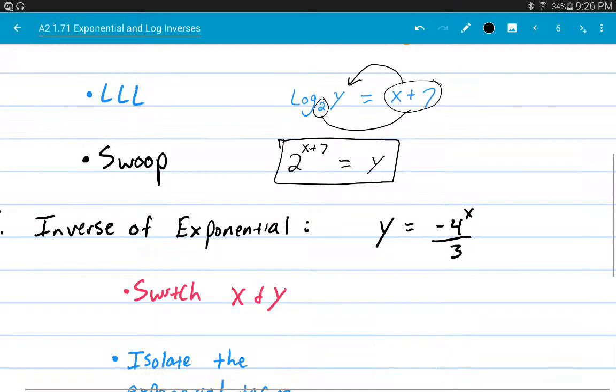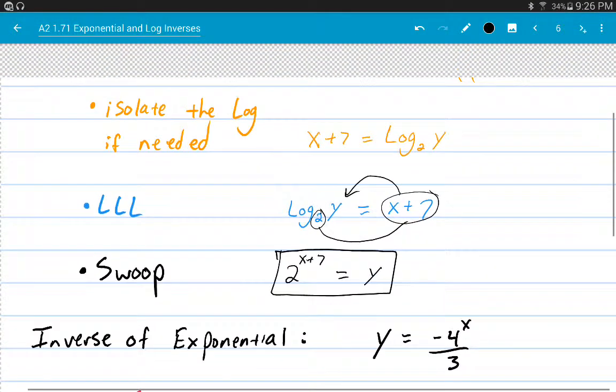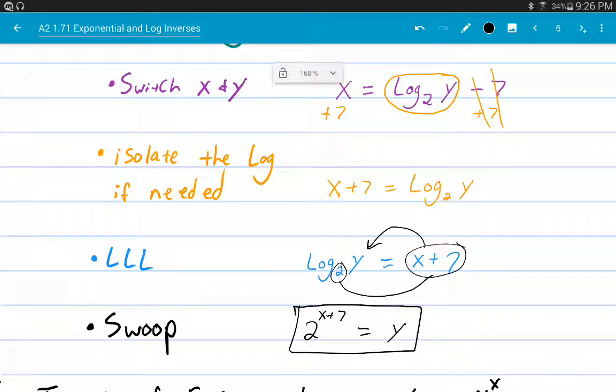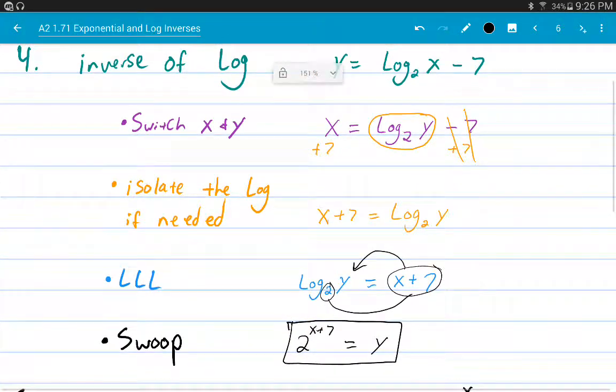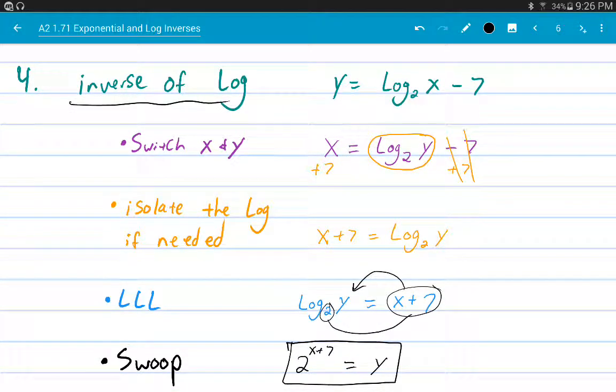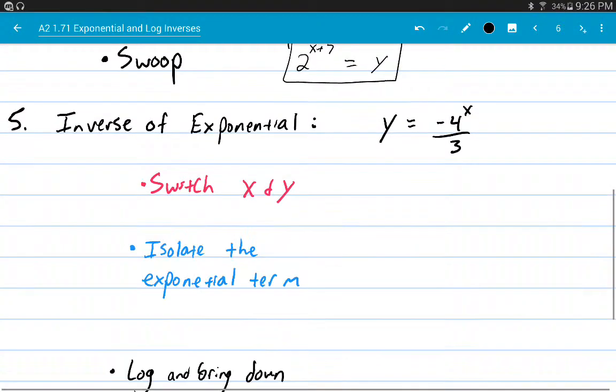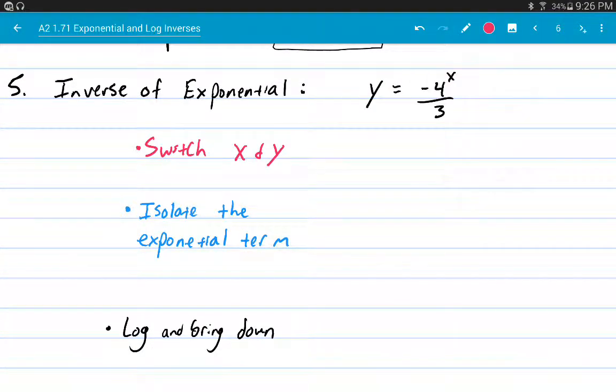Now, finding the inverse of an exponential is going to be a little bit different. If what you're looking at is the inverse of a logarithm, you want to refer to this, the general steps right here. The general steps for an inverse of an exponential are, like I said, slightly different. So what we want to do is, it says inverse, so we're always going to be doing switch x and y. If we didn't do that, it's not the inverse. So let's switch x and y first. I'm going to get x is equal to negative 4 to the y over 3.